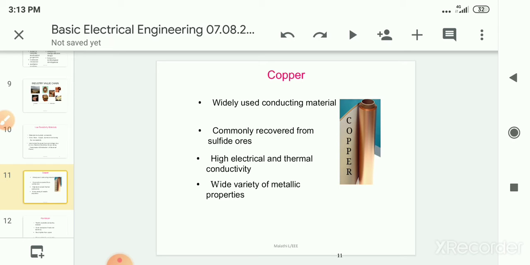So what is this copper? Why is it so famous as a conducting material used in electrical engineering? Let's study. Copper is the most widely used conducting material because of its high conductivity and low resistivity. It is a non-magnetic material. It has very good physical and chemical properties.